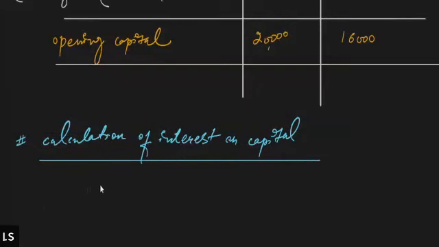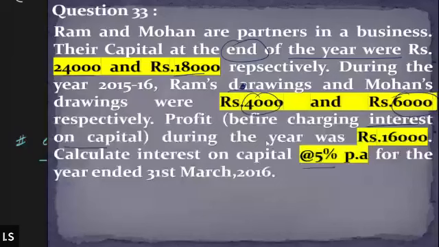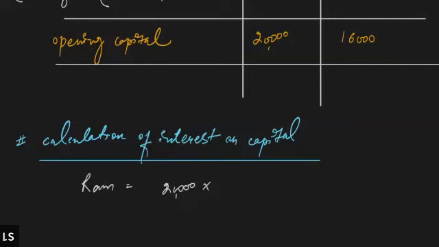Interest on capital for, first of all, Ram will be 20,000 into, what was the rate of interest? Rate of interest was 5%, right? So 5% of 20,000 will be 1,000. And for Mohan, it will be 16,000 into 5%, that means ₹800.